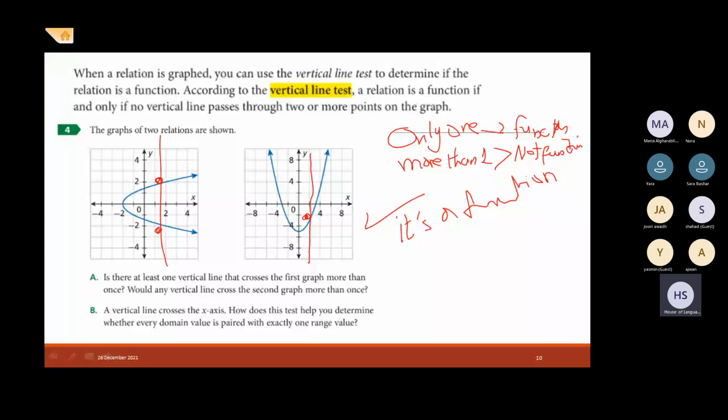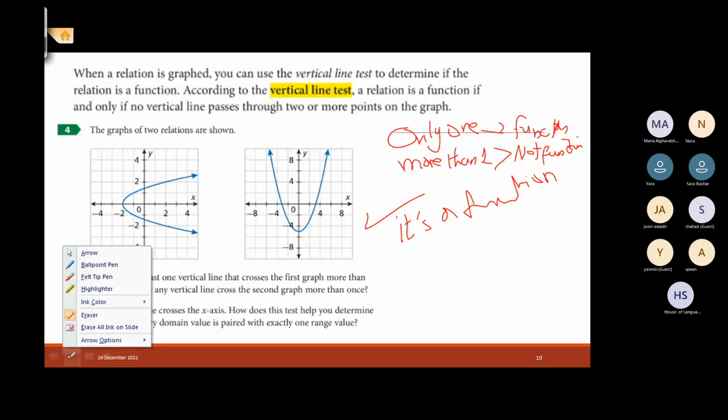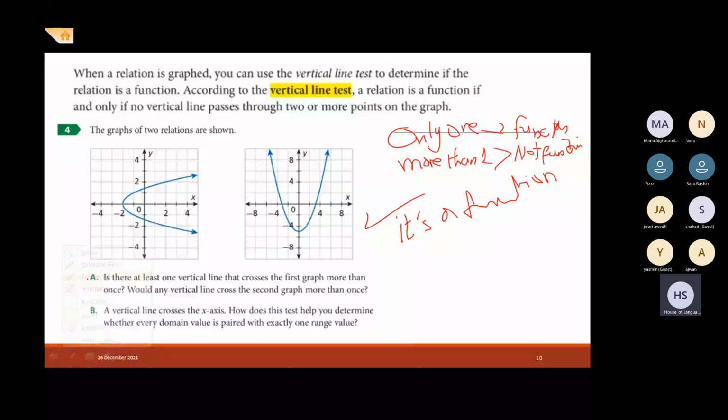I will repeat. From its name, vertical line, I have to use a vertical line to test if this graph is a function or not. I will draw a line at any point, but it must intersect my graph. Maybe I draw it here, maybe here, at any point.